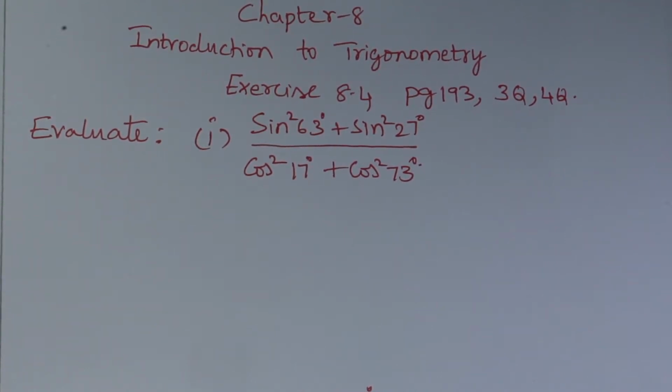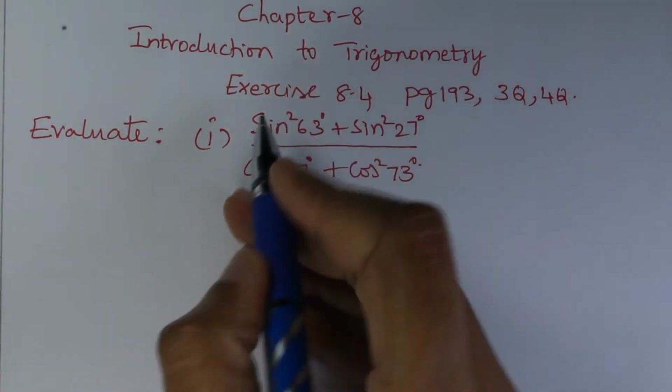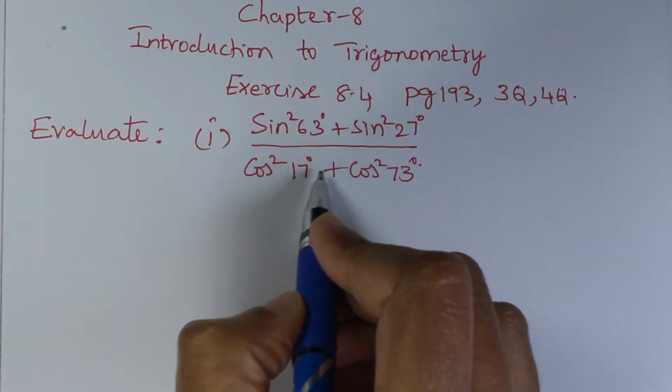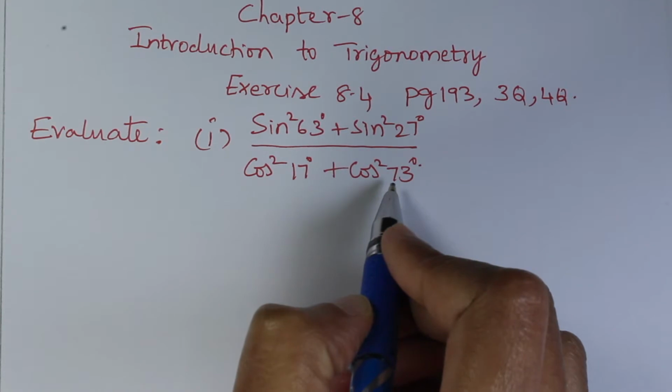In this session I am going to explain third and fourth questions from exercise 8.4, page number 193, chapter 8, Introduction to Trigonometry. So let's read the third question. Evaluate sin square 63 plus sin square 27 degrees divided by cos square 17 degrees plus cos square 73 degrees.